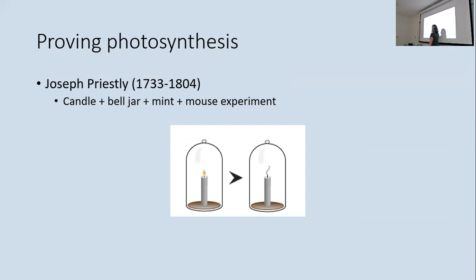All right, so Joseph noticed if you lit a candle and put a bell jar over it, the candle would go out. Why? We know why. Why does the candle go out? Oxygen deficiency. It runs out of oxygen. Cool, that's fine. He's like, not enough.